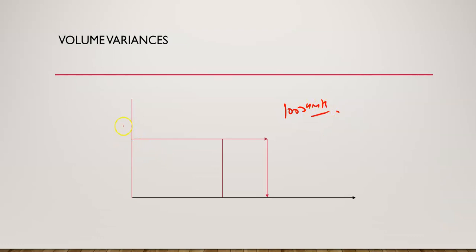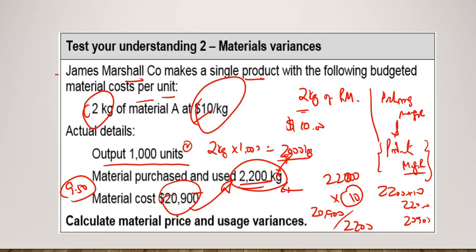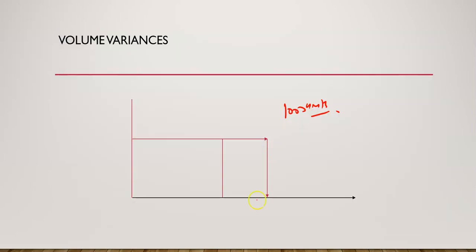Let's just look, first of all, at what it says here. We expected him to use 2 kilograms per unit. So therefore, we expected him to use 2,000 kilograms in terms of volume. He used 2,200. So we have a variance of 200. Now, we expected him to use 2,000 kilograms.